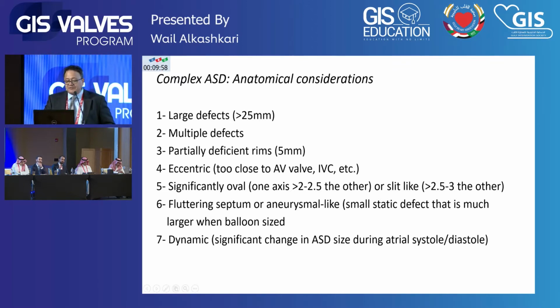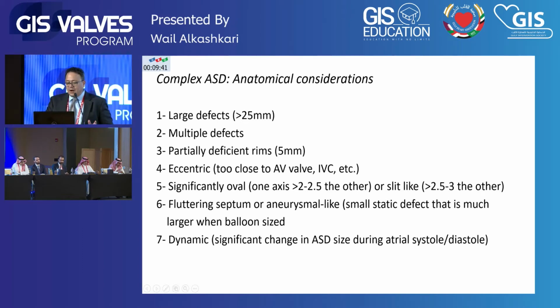Multiple defect, partially deficient rim, eccentric, too close to the AV valve or to the IVC or SVC. Because if you are too close to the AV valve, your device will cause mitral or tricuspid regurg. If it's too close to the IVC or SVC, it will cause obstruction.